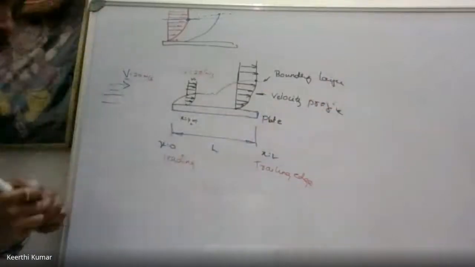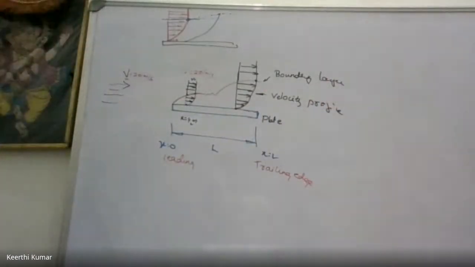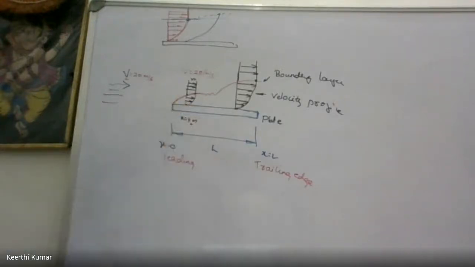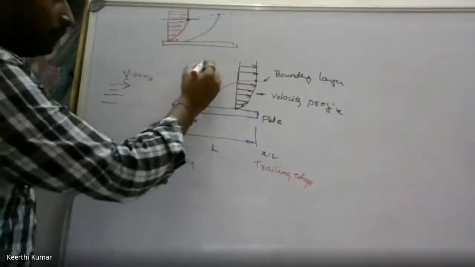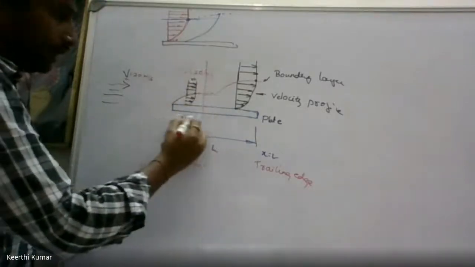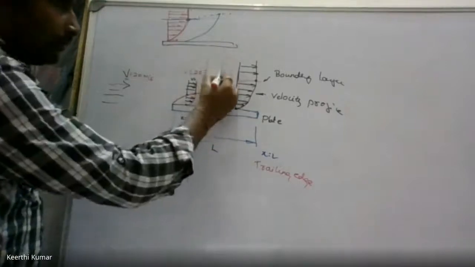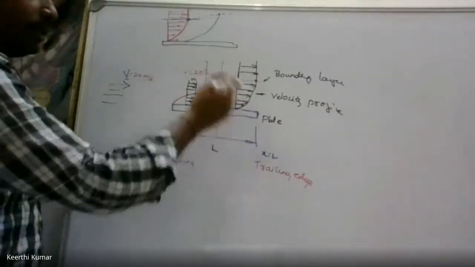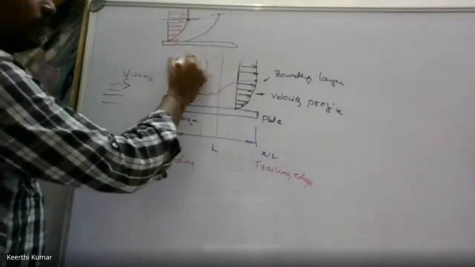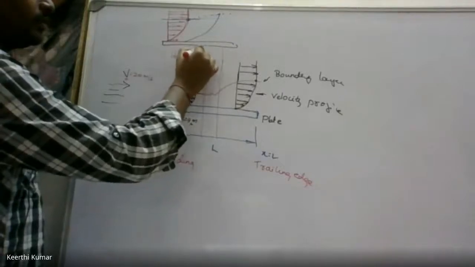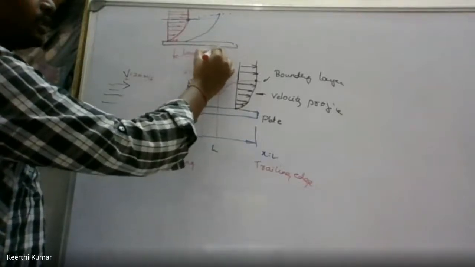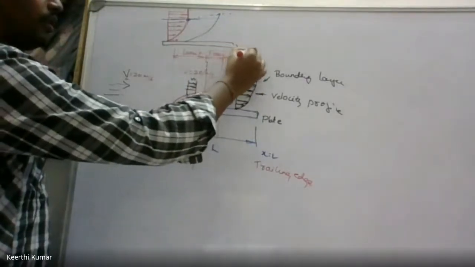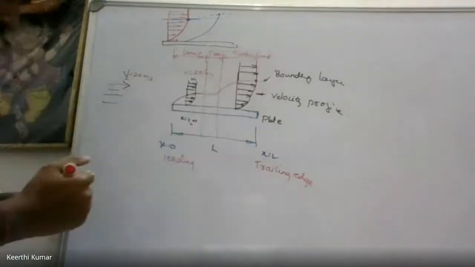Understood? What do you mean by boundary layer? What do you mean by velocity profile? And what do you mean by the plate? Clear? Still, if I go in depth, this boundary layer may be divided into three parts. What are the three parts? See, till here it is called the laminar region. Between this, it is called the transition region. Further than this, it is called the turbulent region. So here to here it is the laminar region. Here to here it is transition. And here to here it is the turbulent region.